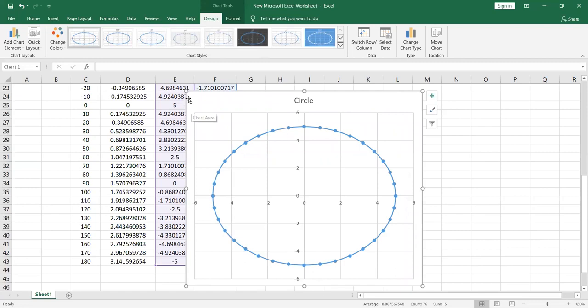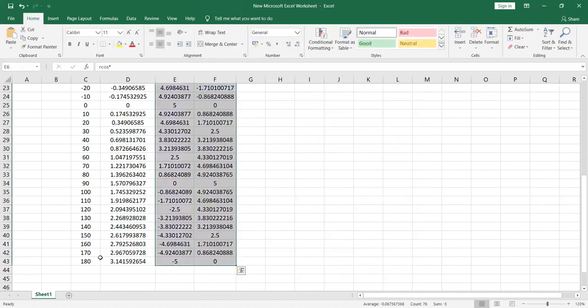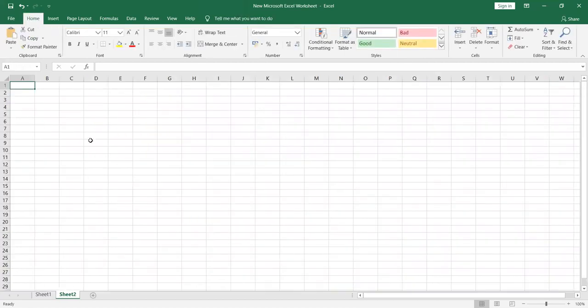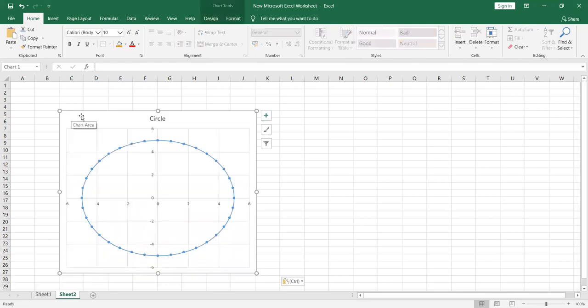Now we have selected this graph. This white dot represents that we have selected the graph. Just cut this graph. Cut means Control X. Press Control X. Go to the second sheet, click on any cell like this and paste the diagram. For paste, we use the shortcut Control V. Control X and Control V, like this. So see, this is the graph of the circle.